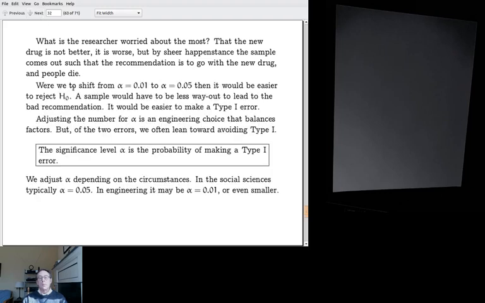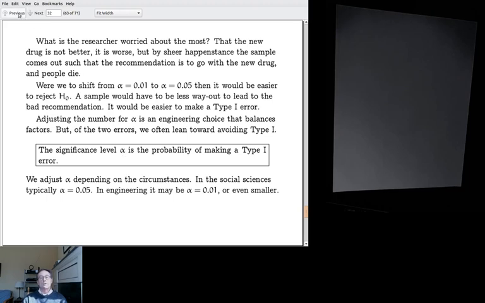So were we to shift from alpha equals 0.1 to alpha equals 0.5, then it would be easier to reject H naught, because p-values like 0.2 or 0.3 or 0.4 would result in rejecting H naught. So a sample would have to be less way out to lead to this bad recommendation, and it would be easier to make a type 1 error. That is to say, one way to understand the significance level alpha is that it's the probability of making a type 1 error.